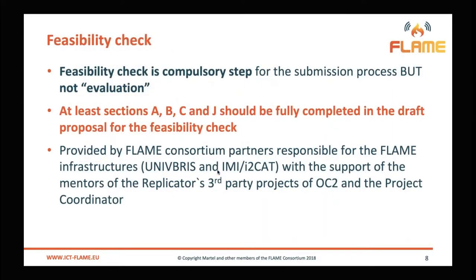Now some information about the feasibility check. This is a compulsory step for the third open call, but as I mentioned before, this is not an evaluation step. During the feasibility check, the partners from our consortium that are responsible will review at least sections A, B, C, and J, which is mentioned also in the information document, and will provide you a draft with some comments on how you can improve and what else should be included in order to have a better proposal for this third open call. There are specific partners assigned in the consortium to do this feasibility check, including mainly the partners that are present here also in the webinar that are responsible for the infrastructure and also for the replicators and the technical solution of the Flame project, and of course the coordination team.